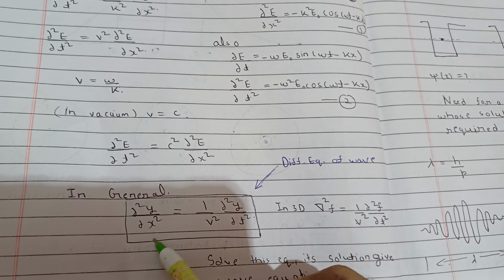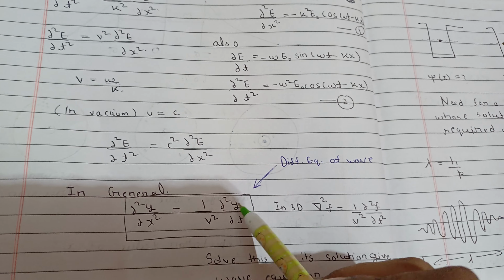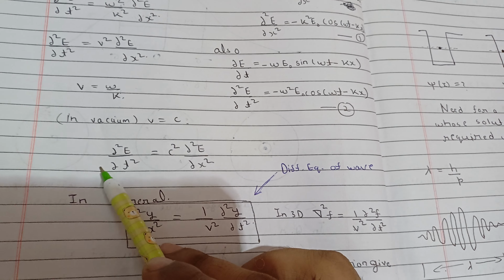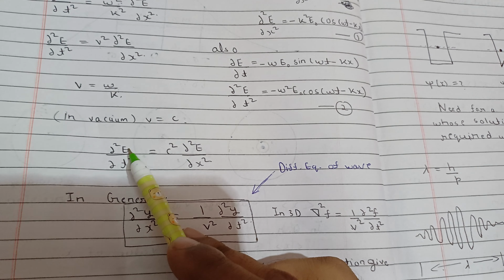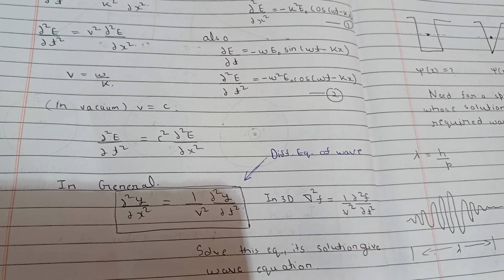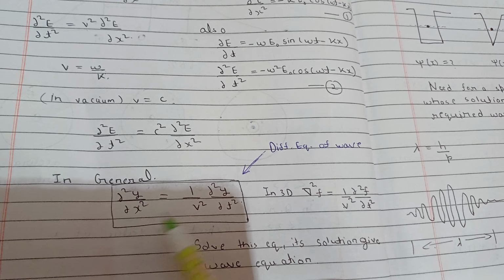So del square y by del x square equals 1 upon v square del square y by del t square. So just in place of E we have y, in place of t we have t, and in place of x we have x. So c square will go here, so it will be 1 upon v square del square y by del t square equal to del square y by del x square. So this is your general differential wave equation.